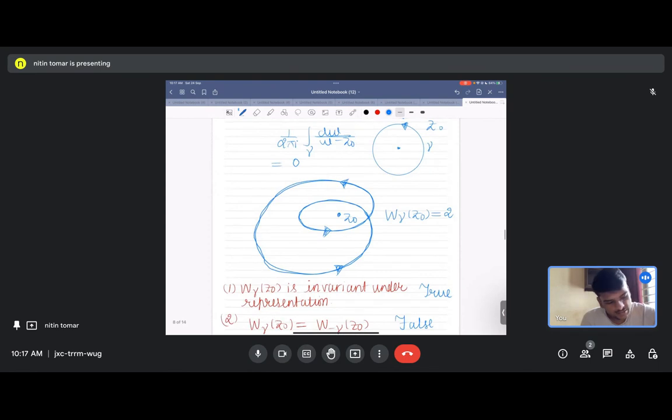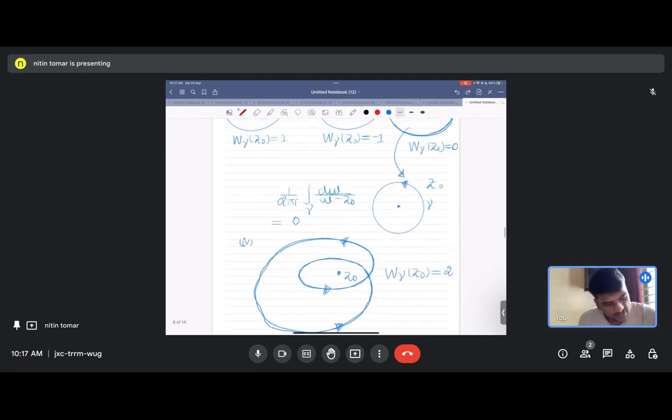In the fourth case, the winding number of z0 is 2. Because if you start from here, then it is 1, then 2. So the winding number is 2 in this case. Because winding number also has this integration formula, we can always check.